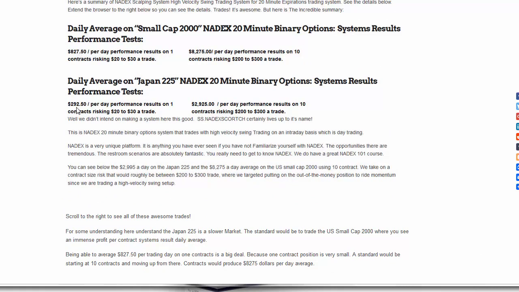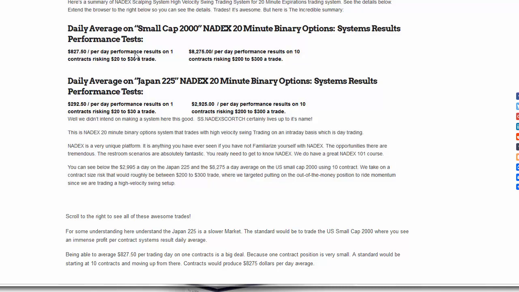And so here's a performance on the Japan. Okay, $292 per contract per day. Now here we have $827.50 per day performance results on one contract. Now why is it saying risking $20 to $30 per trade? Well, it's not a set price, so it's just floating around all over the place on a NADEX chain. So therefore, it's roughly in this range.